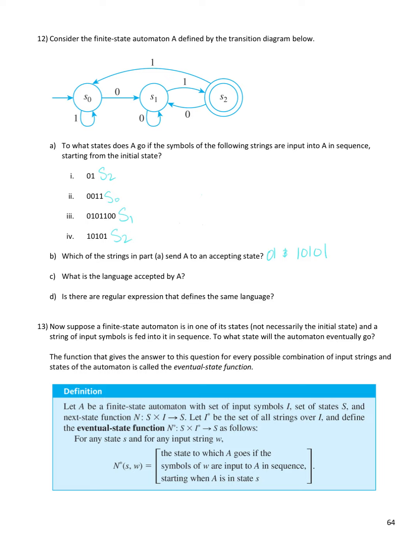So I have to figure out what kinds of strings land me at S2 when I start at the initial state. It turns out that any string that ends in 0, 1 will land me at S2 in this case. The only way to get to S2 is you have to get to S0, you have to get to S1. But once you're at S1, the only way to get to S2 is a 1. So the string definitely has to end in 1.